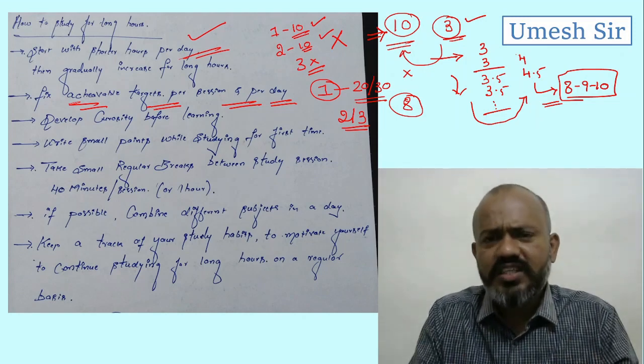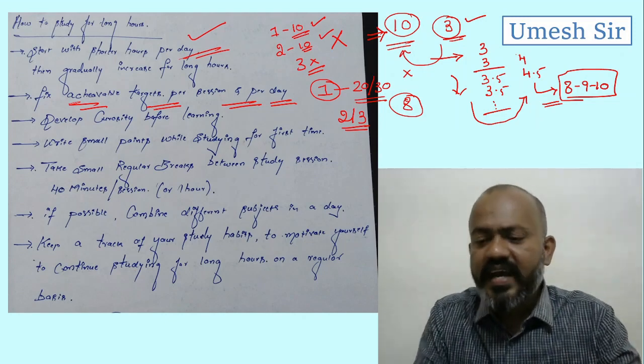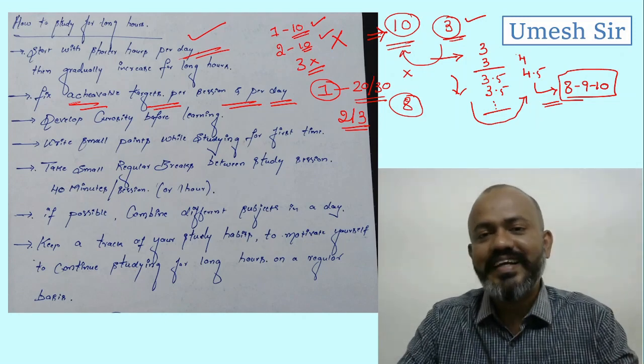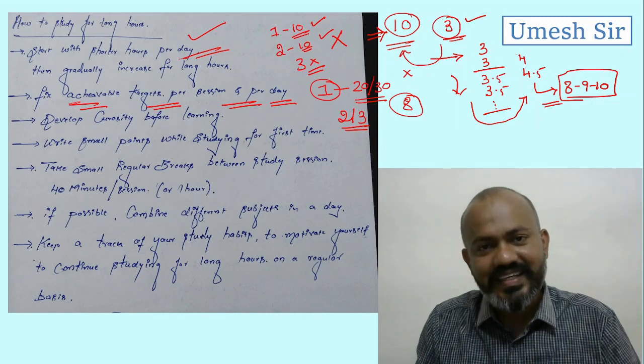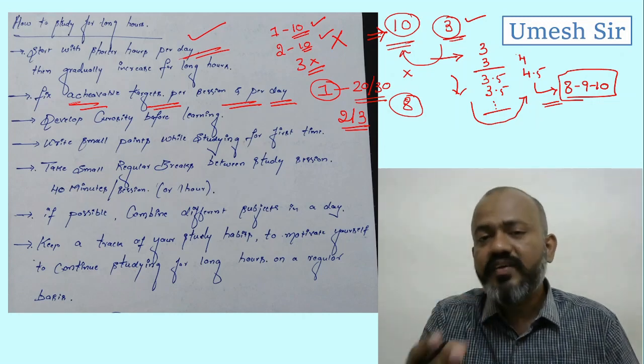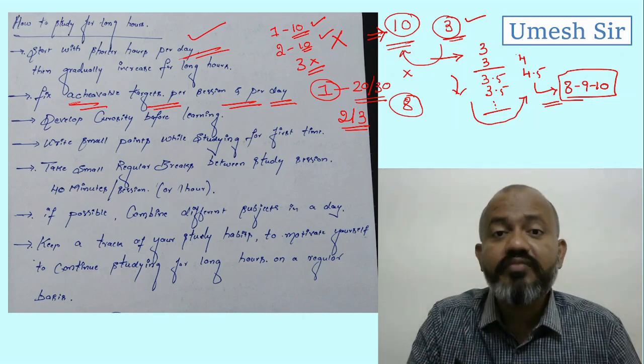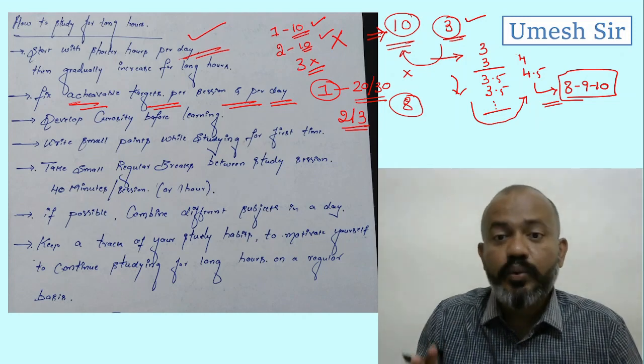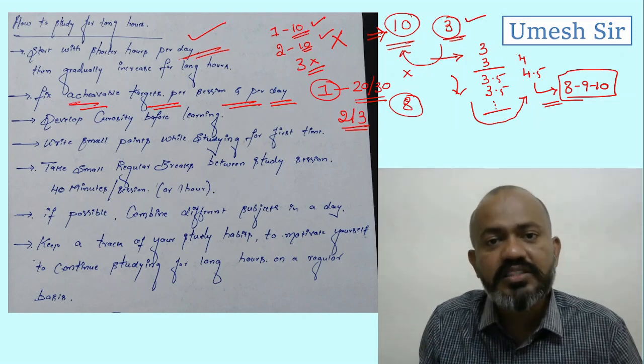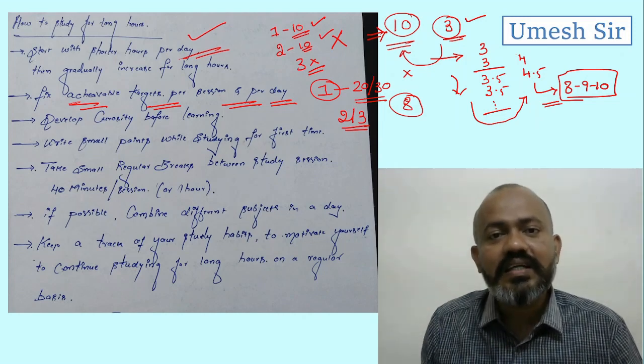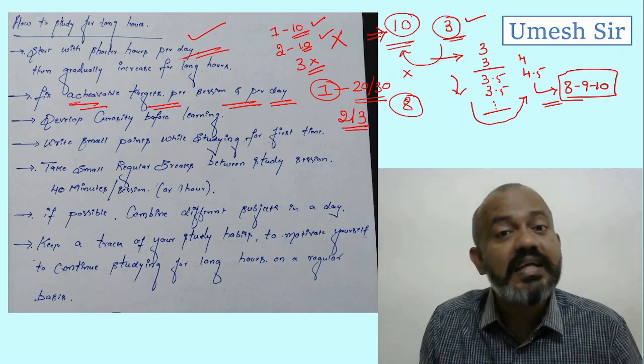If you study for 8 hours, you can study 24 pages per day. Or I will study this many concepts in one session, and in 8 sessions this many concepts. You have to plan like that, and then start and study. That means fix achievable targets. Do not fix magical targets. 20 pages and 30 pages per hour is not possible. That is a magical target.